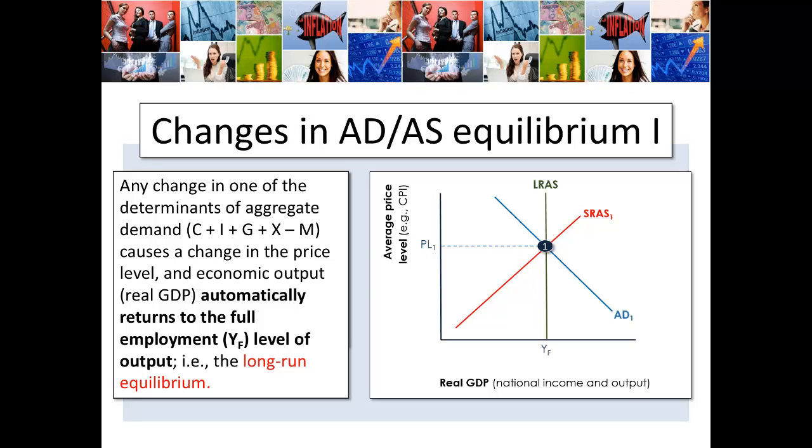And we know from last time that any change in the AD or short run aggregate supply curve, any change in determinants of aggregate demand, causes a change in the price level, and economic output automatically returns to the full employment level of output. So that's very, very important, and that's what distinguishes what occurs in an economy in the long run.